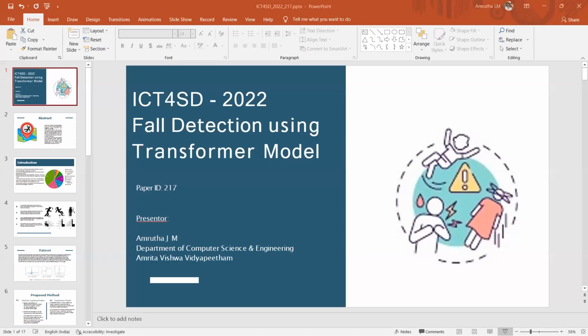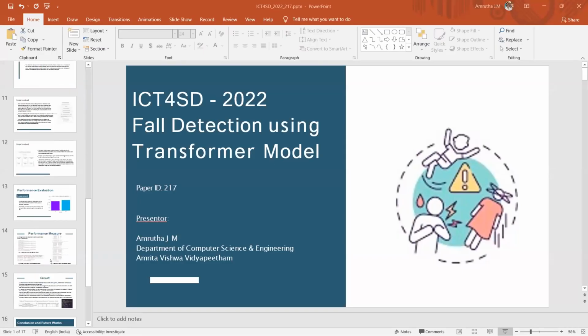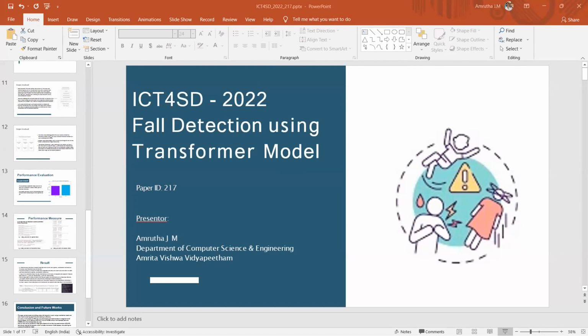Amrita, your slides are not visible. Excuse me, let me check it. I think you have already taken a lot of time to present your paper. Yes. Just try to conclude it in 2 to 3 minutes. Yes, sure.